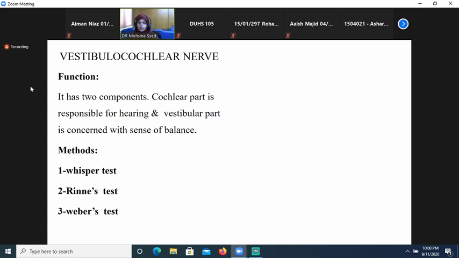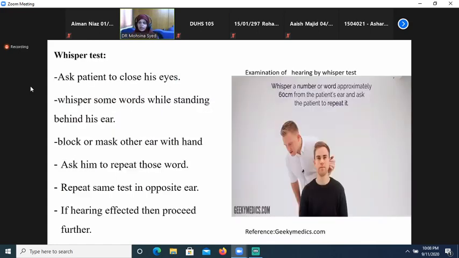First, we will perform the whisper test. For this, the examiner stands behind the patient, usually 60 centimeters behind, and asks the patient to close his eyes. First, you block or mask the other ear with the hand. Like you can see in the picture, you block or mask one ear with the hand, and then you whisper a few words or letters in the other ear.